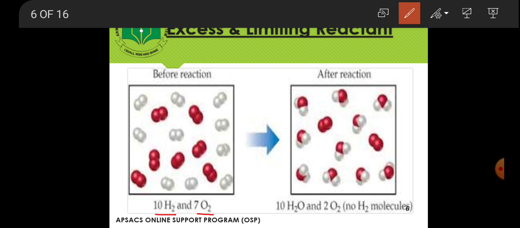Now, when the chemical reaction takes place, then water molecules are produced. So, how many water molecules will be produced from 10 moles of hydrogen? As we know that in the water molecule, 2 hydrogen atoms are present and 1 oxygen atom is present. So, from 10 moles of hydrogen, how many water molecules will be produced? Only 10 water molecules will be produced from 10 moles of hydrogen.